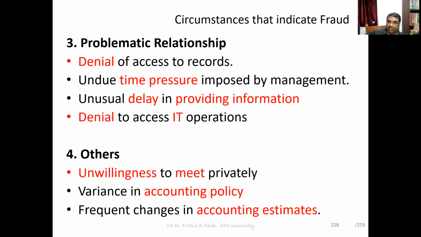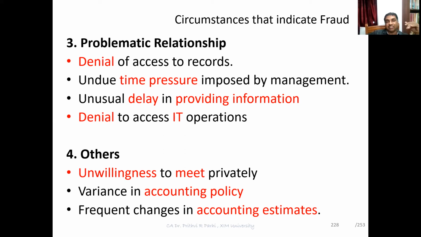There are some other indicators also, like unwillingness to meet privately. Some employees are not meeting auditors privately. They are coming in groups, always in groups. Because in a private meeting, if you meet individually, they may contradict each other. So if no one is willing to meet privately, there is an indication that fraud might have been committed.